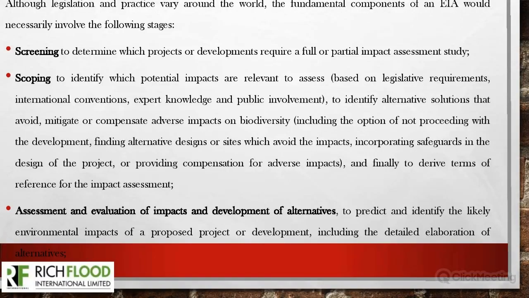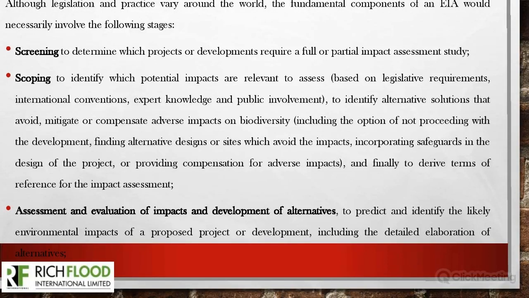Although legislation and practice vary around the world, as fundamental components of environmental impact assessment, it involves several stages, which the first presenter has actually dissected. So I'm just going to highlight them, but I might have to talk briefly on them for the sake of those that were not here during the first lecture.